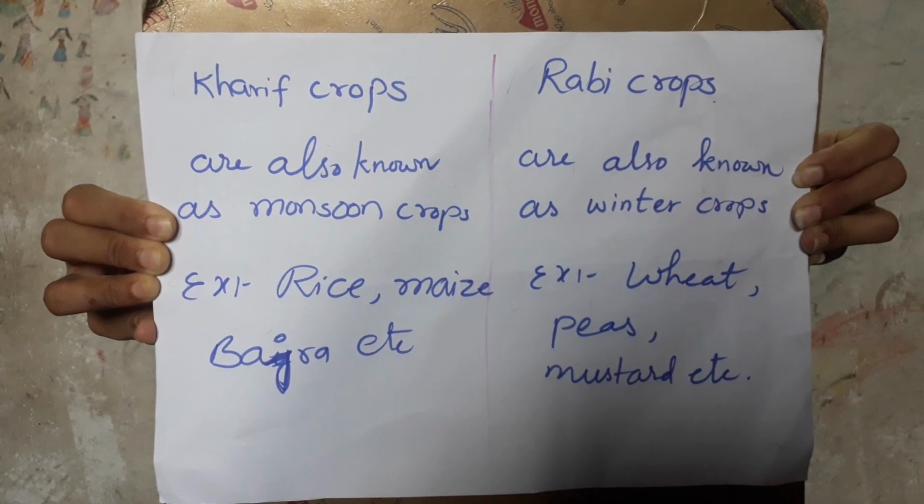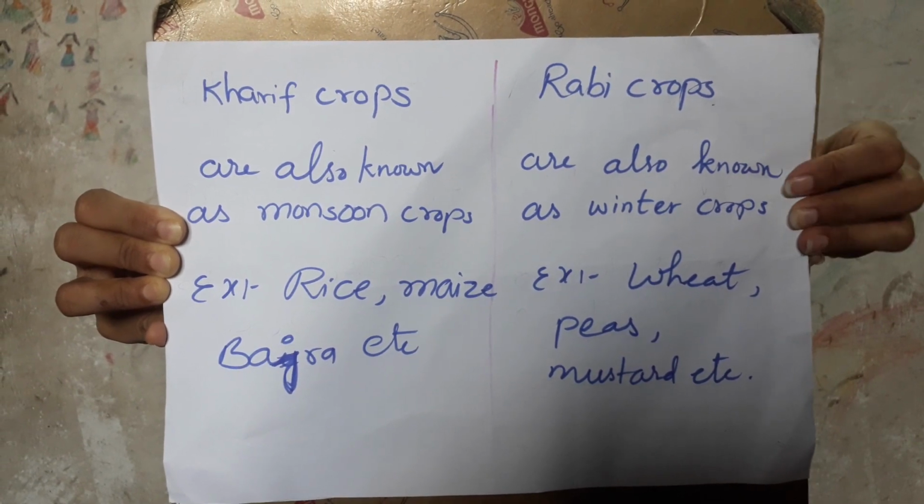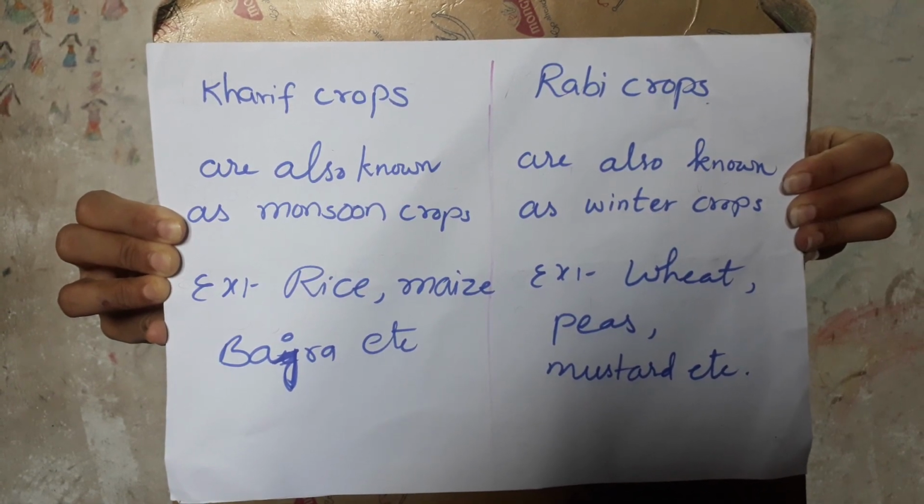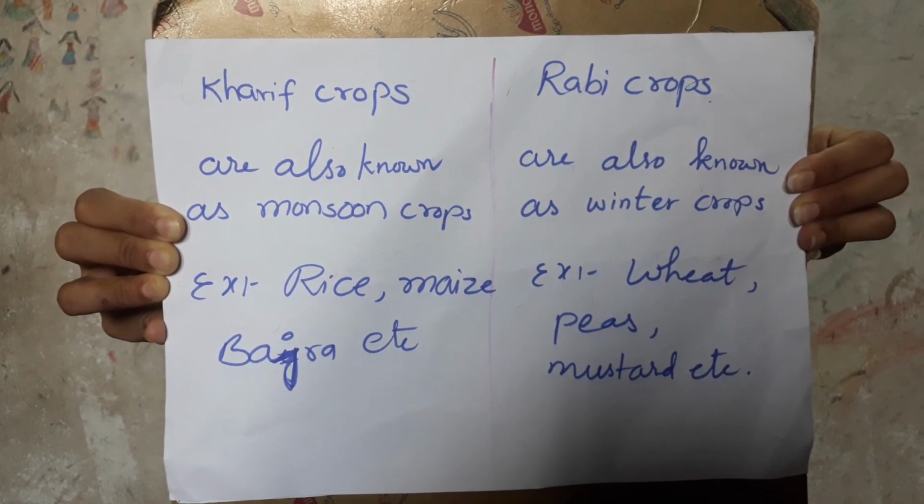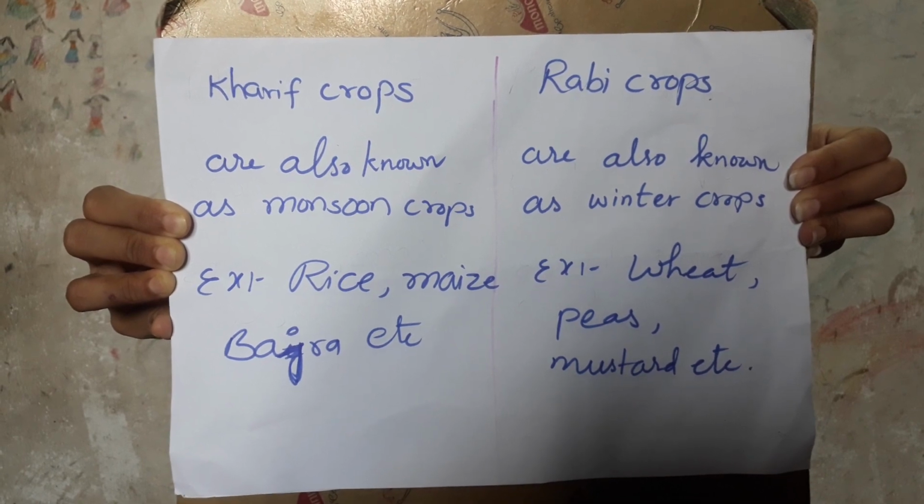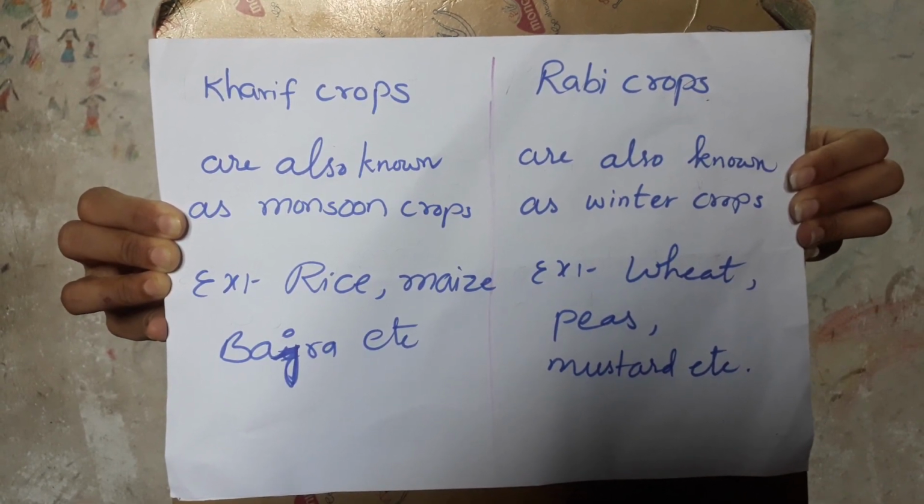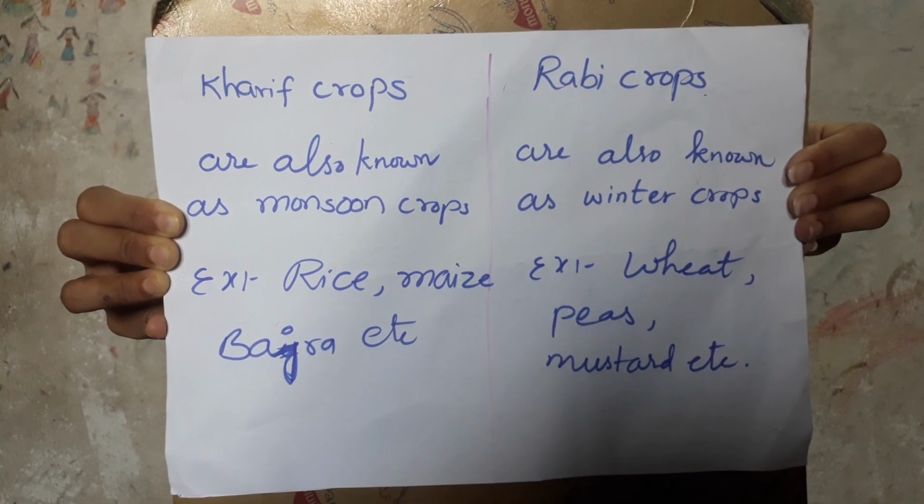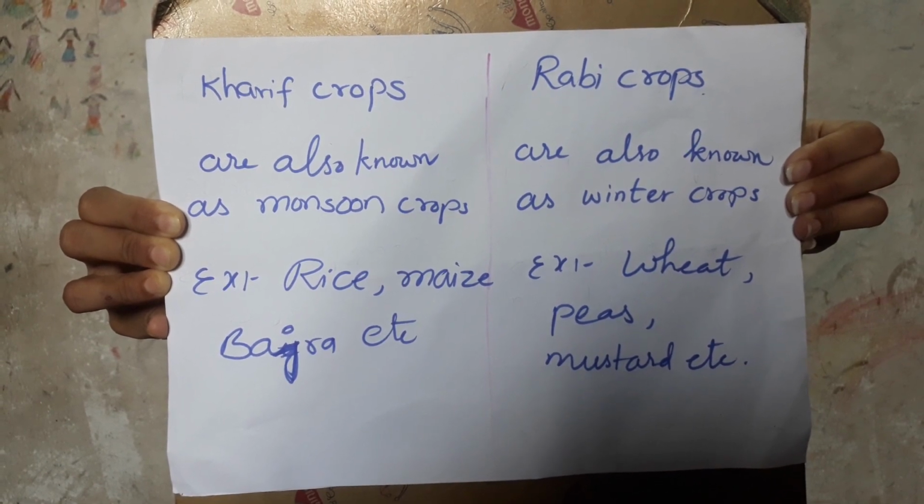And now we will discuss Rabi crops. Rabi crops are also known as winter crops because these crops are sown in the starting of the winter season and harvested at the ending of the winter season.